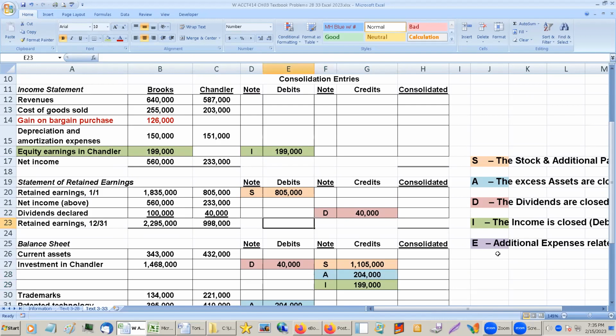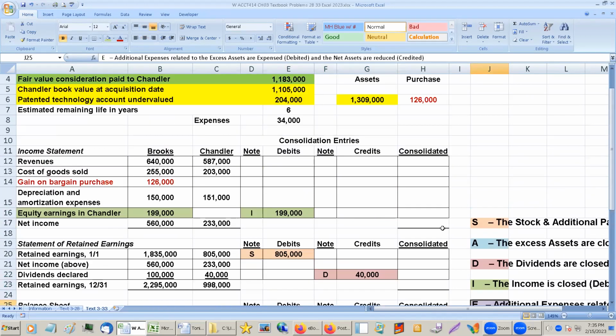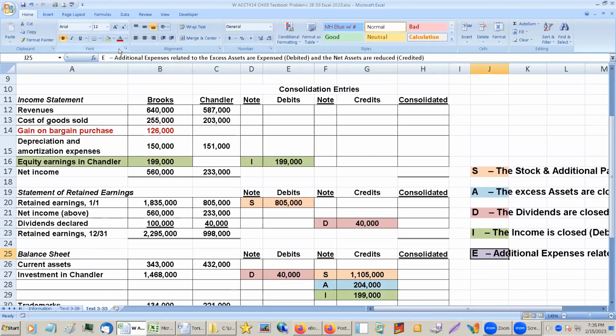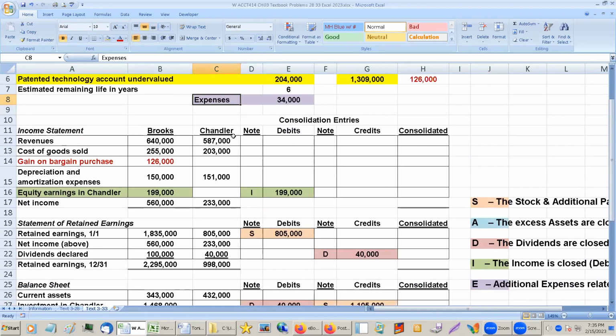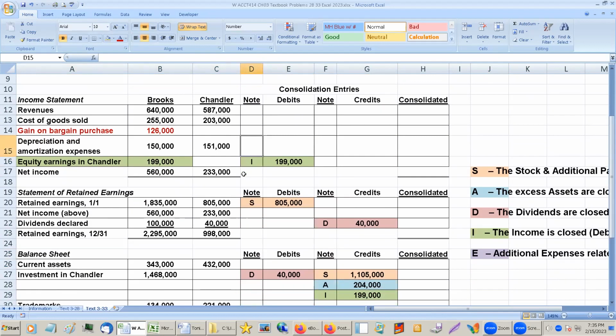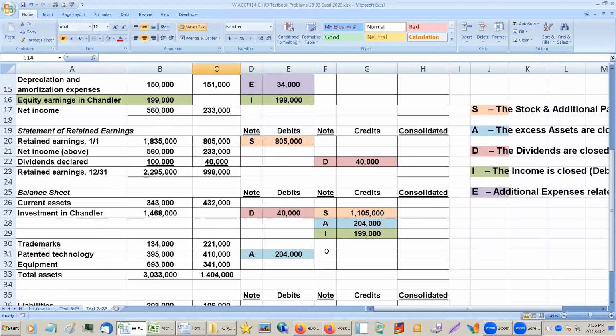All right. Expenses are 34. They lump the depreciation amortization. You'll see a lot of companies will do that. Lump them together. And that's going to come out of this down here.